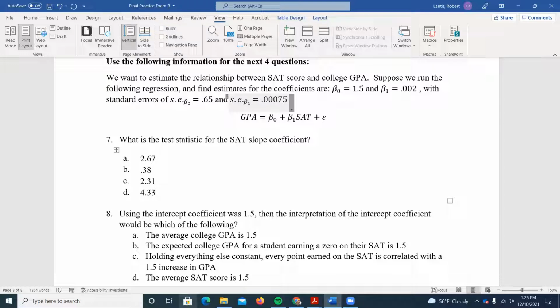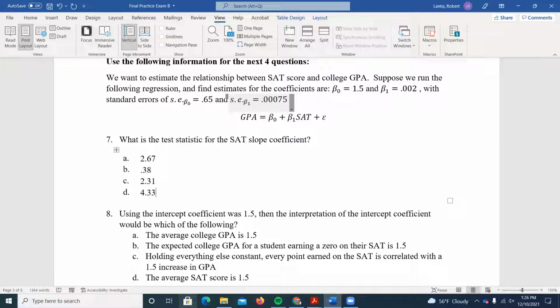So I think about this intercept value, coefficient of 1.5. How would I interpret that intercept? It would be B, I believe, because the intercept is telling you what the expected GPA would be when they have no SAT score.